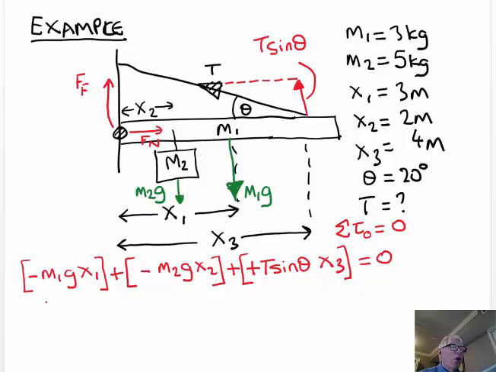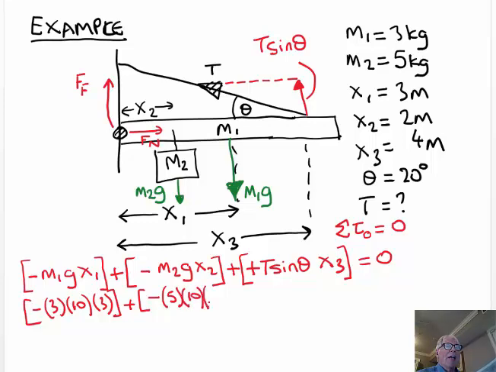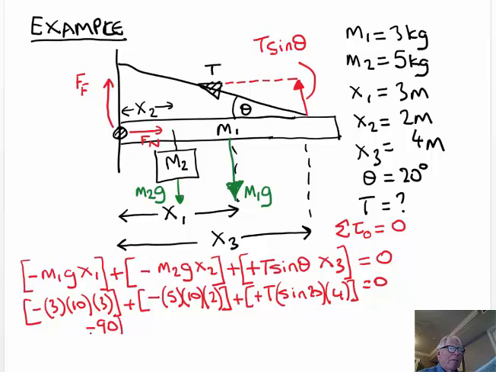So we have M1 minus 3 times 10 times 3, plus, minus M2 is 5 times 10 times 2, plus, well, we want to find T, but this is going to be sine 20 times x3. X3 is 4, equals 0. That is going to be minus 90 added to minus 100.